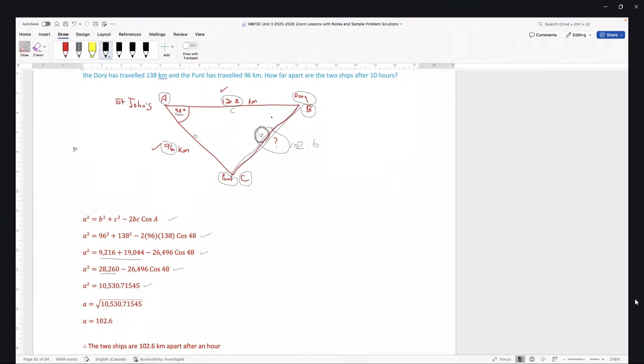102.6, and we're talking about kilometers. So there's the units, kilometers. So the two ships, now this little symbol here, I'm starting to use it now. That little symbol, the triangle of dots, means therefore. Okay, so we've simplified.